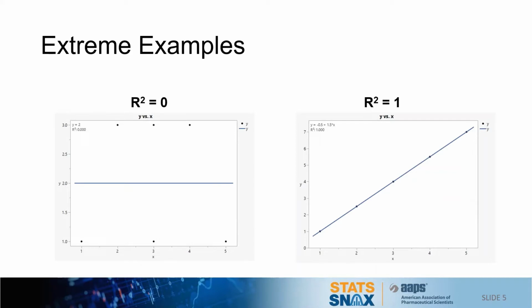The extreme examples are shown here. The graph on the left is an example of when R squared is equal to 0, and the graph on the right is an example of when R squared is equal to 1. Note when R squared equals 1, all the points fall on the line.